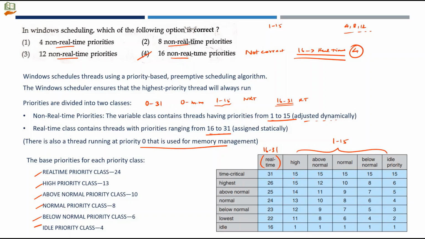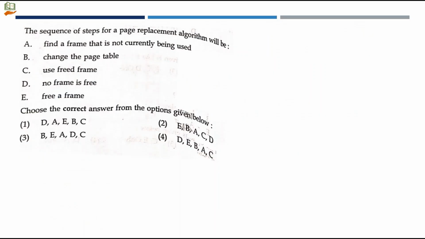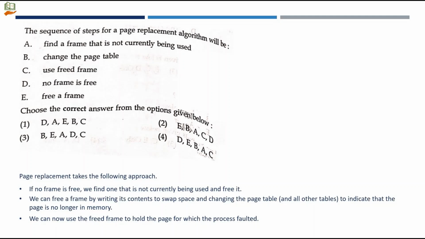Next question, the sequence of steps for a page replacement algorithm will be. In the reference book of operating system, you could have seen a paragraph. Page replacement takes the following approach. If no frame is free, we find one that is not currently being used and we free it. We can free a frame by writing its contents to swap space and changing the page table and all other tables to indicate that the page is no longer in memory.